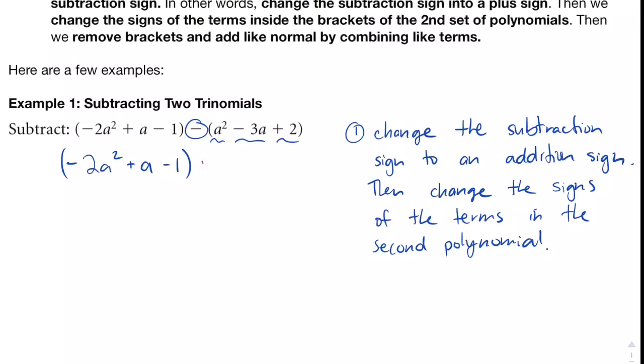This is the part that changes. We change the subtraction sign to an addition sign, and then we change all the signs of the terms, which means a squared becomes negative a squared, negative 3a becomes positive 3a, and plus 2 becomes minus 2. So now this looks like an addition question, and we do the exact same thing that we did for addition. We drop the brackets, we rewrite everything as is, and we ignore the plus sign and just take the negative a squared and keep going. We take each term and add it to the polynomial.